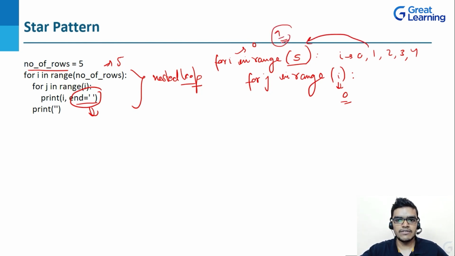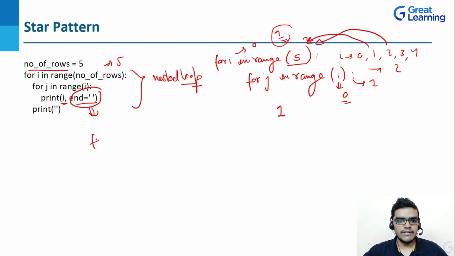So once it is taking the value of 1 here, then for j in I, here I value will be 1, right? And inside that I'm printing I, so my 1 will be printed here. Now once again it will go to the loop and it will take the value 2. So I value will be 2 here. So in the j loop, I value will be 2.